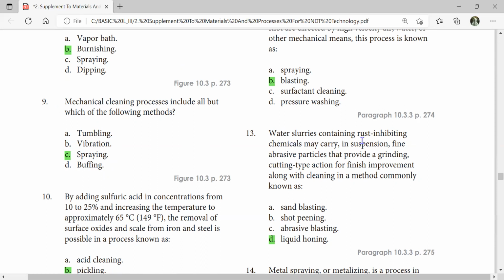Water slurries containing rust inhibiting chemicals may carry in suspension fine abrasive particles that provide a grinding, cutting type action for finish improvement along with the cleaning, in a method commonly known as liquid honing.